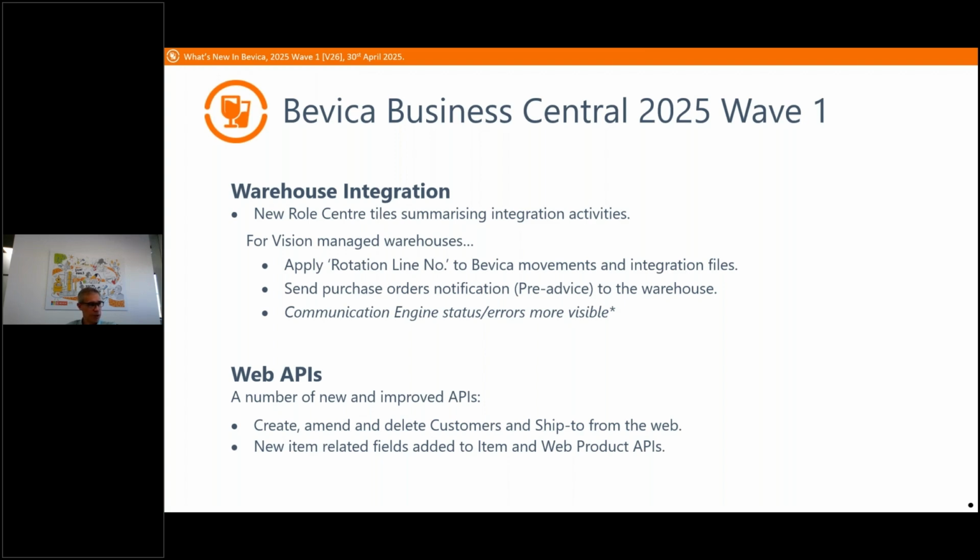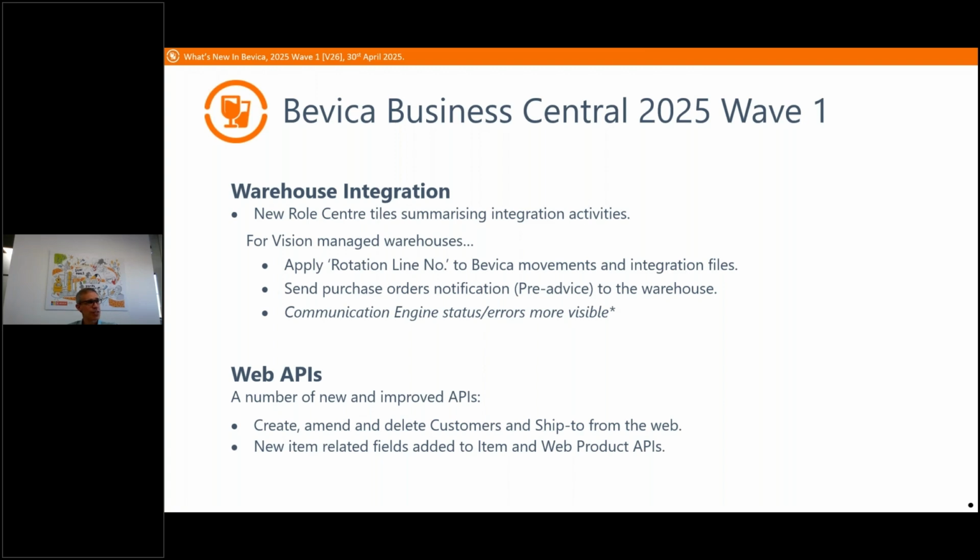The two larger ones that we've worked on are new item related fields on the web product and the item APIs, so you've got more ability to filter and search on products, and then the ability to create, amend and delete customers and ship tos from the web. So if you give your customers the ability from the website to, let's say, create a new delivery point, that can be integrated back into Bevica automatically. And also, for new customer engagement, you can create customers from the website directly as well.